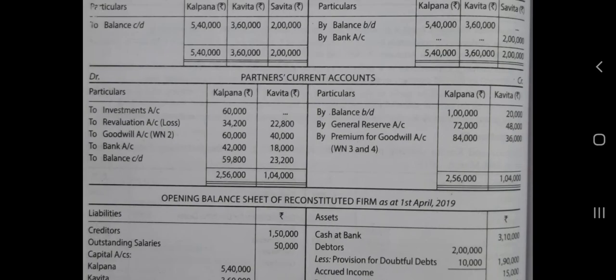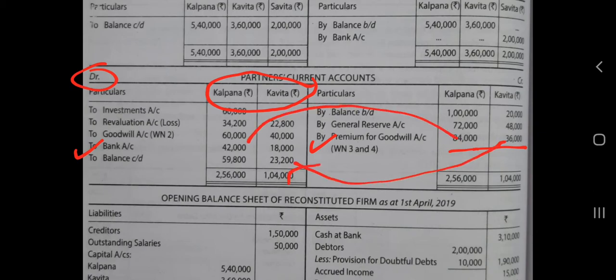So first of all, goodwill was distributed 84 and 36, and half the amount is withdrawn. So entry will be Kalpana's current account debit, Kavita's current account debit to bank. 84 half is 42, 36 half is 18. So half amount has been withdrawn. So this is the entry for withdrawal of goodwill.